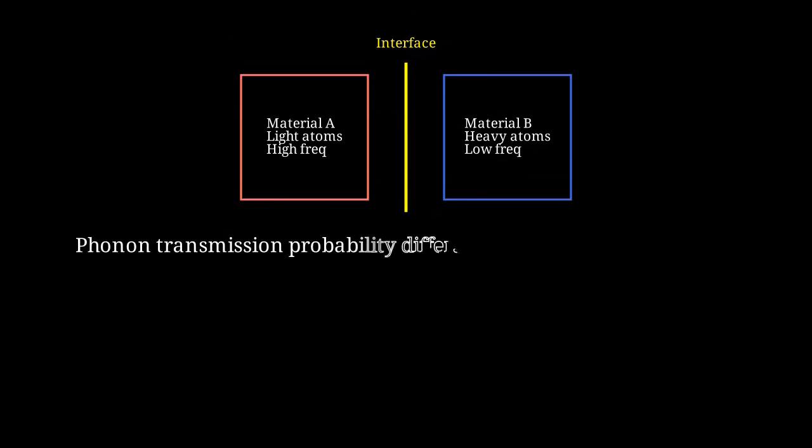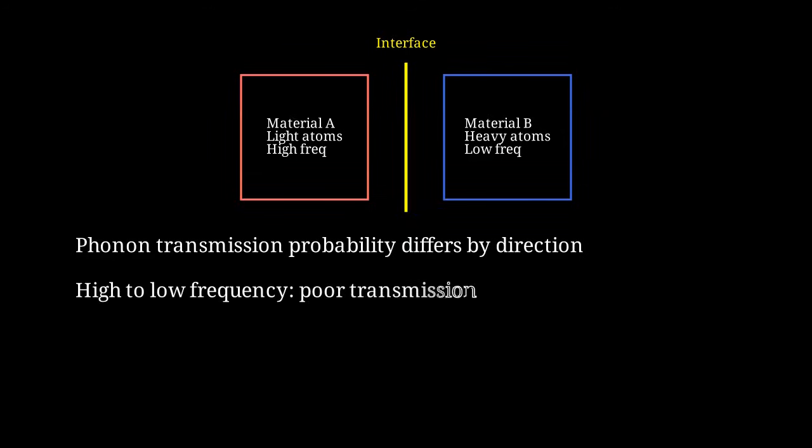The probability of phonon transmission across this interface depends on which direction the phonon is traveling. High-frequency phonons from A trying to enter B find few matching modes and reflect back. Low-frequency phonons from B can more easily find matching modes in A because A supports a broader frequency range.